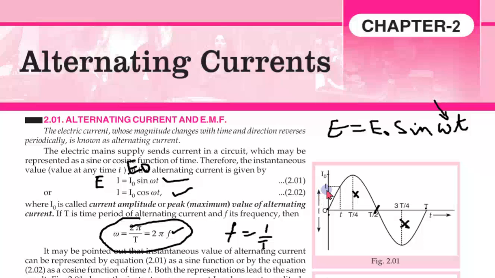That means what are alternating currents? Let us try to define. Alternating currents are the type of currents which change their magnitude with respect to time, or which change their magnitude as time changes.